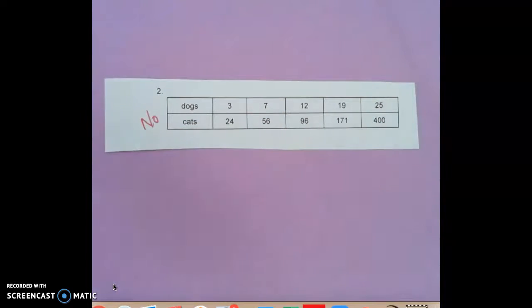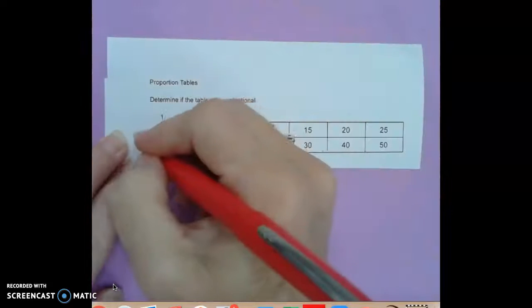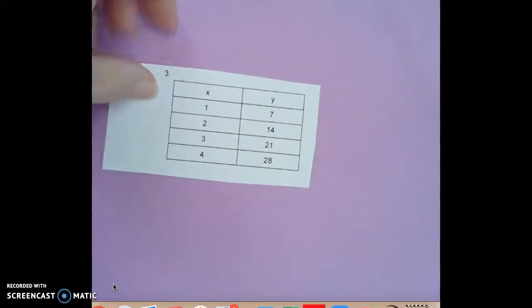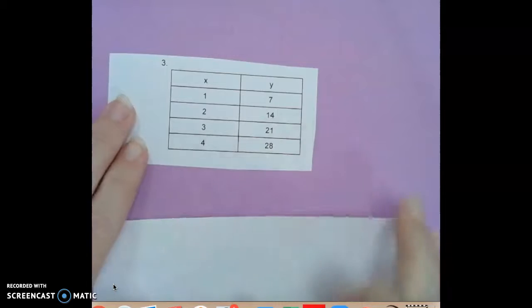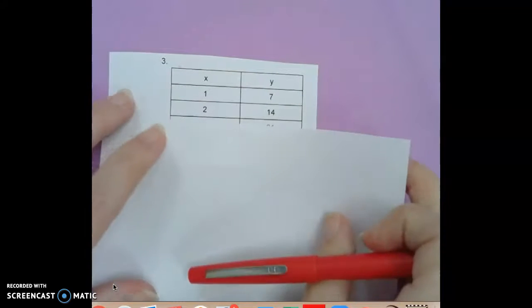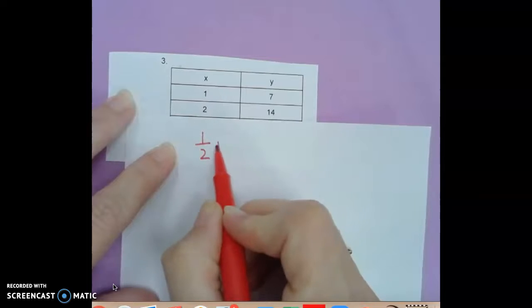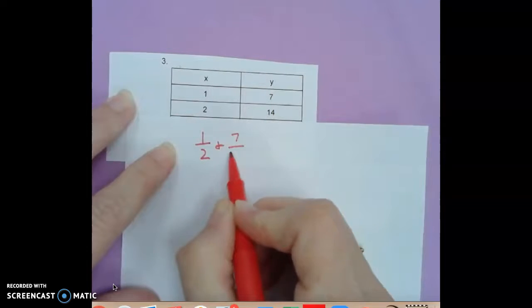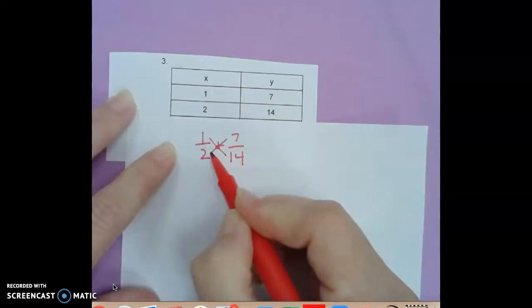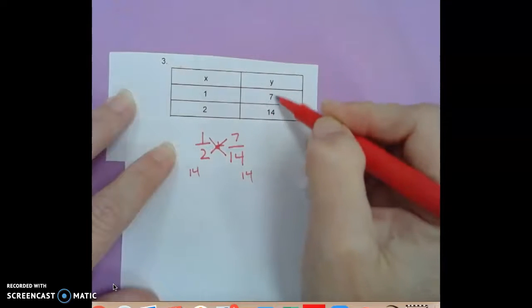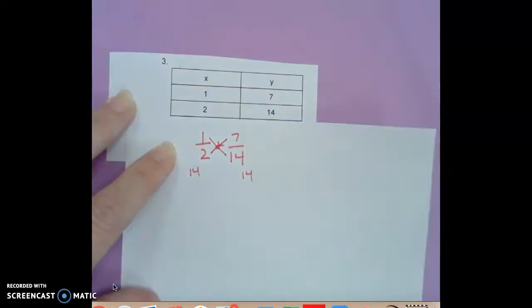Now I'm going to see if I can find the first table that I did. Okay? So then I'm going to do the same concept, except this time my numbers are not horizontal, they're vertical. So if I look at this first one, this is like 1 over 2 and 7 over 14. If I multiply my diagonals, I get 14 and 14. So that tells me that these first two would be proportional.